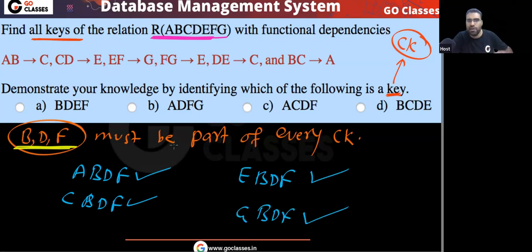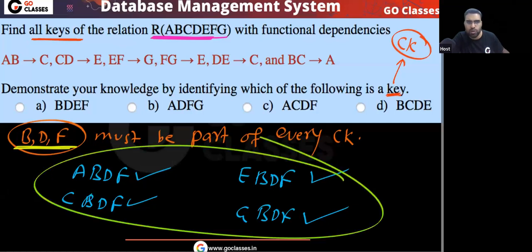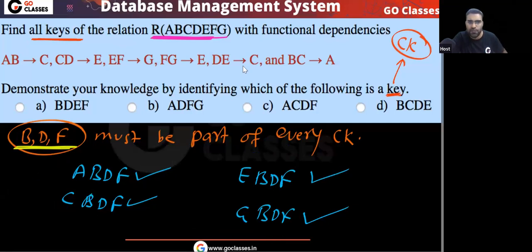Do you have to check combinations of 5 attributes? Tell me. You don't have to check, because a combination of 5 attributes will be a superset of this. So you don't have to check combinations of 5 attributes.